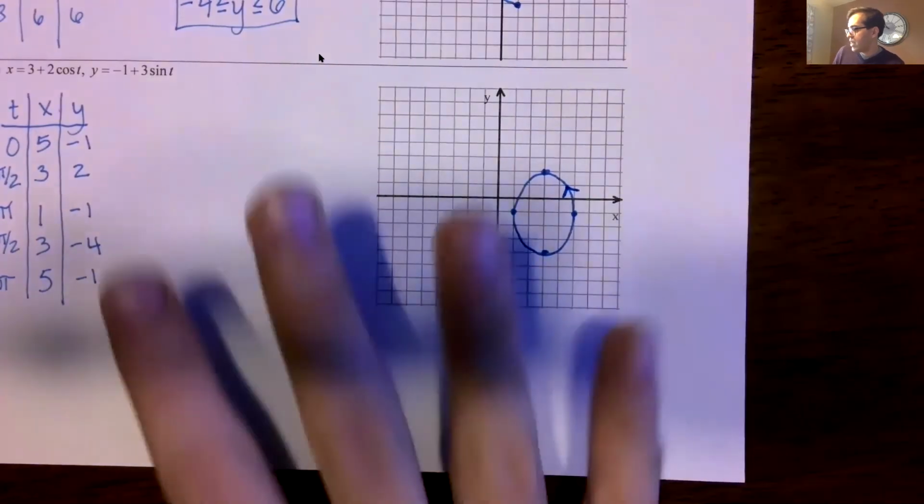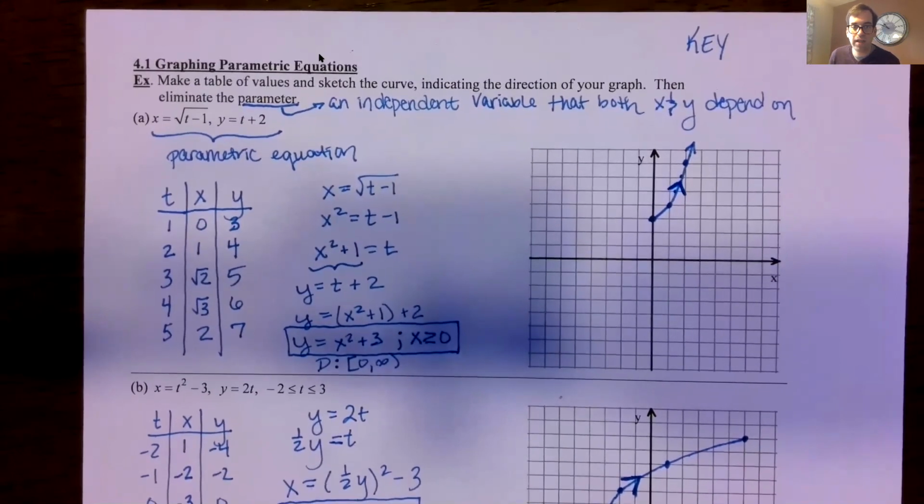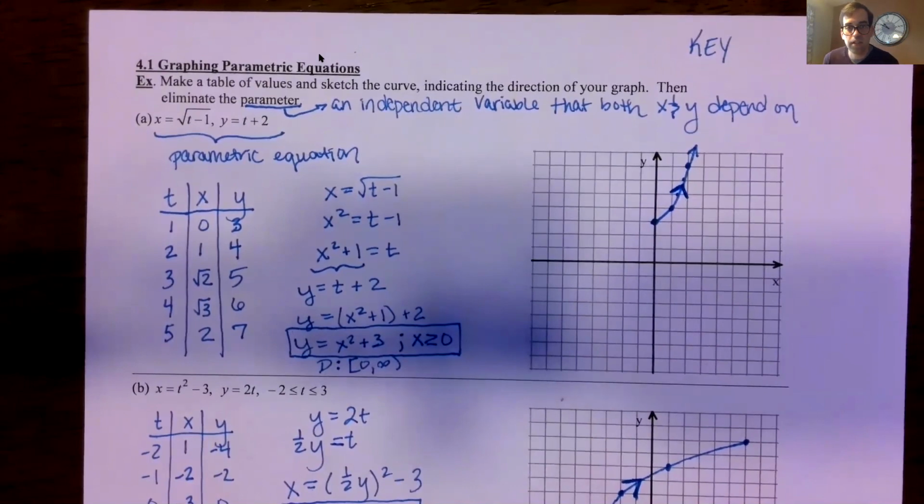So that is a brief introduction to graphing parametric equations. It's not all that different from what you would normally do. We just have this extra variable t that goes away once you graph, except for the remnant, that is this arrow that tells you which direction the t went in. Okay, so that's how you do that.